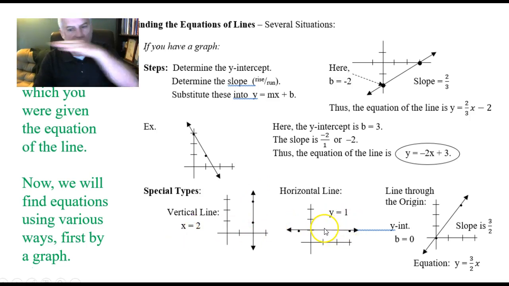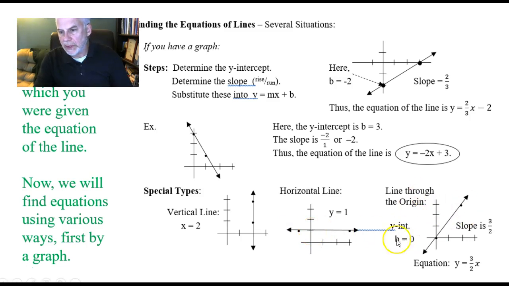If it's a horizontal line, now here's your y-axis, I'm sorry, your x-axis. It's raised up 1 unit, so it's at a height of 1. So the y values are all 1. So the equation is y equals 1 in this problem, because it's a horizontal line passing through 1 on the y-axis.